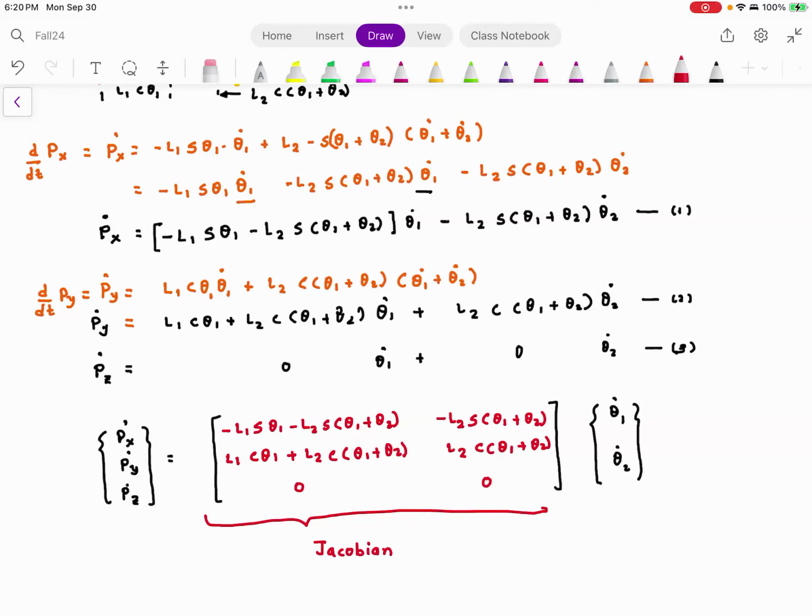This matrix is called the Jacobian. Everyone understood this? So what is a Jacobian? In terms of robotics, the Jacobian gives you the relationship between the end effector velocity and the joint velocities.